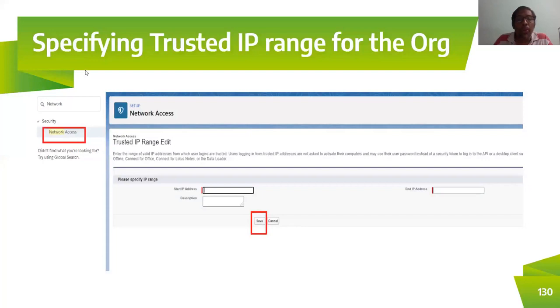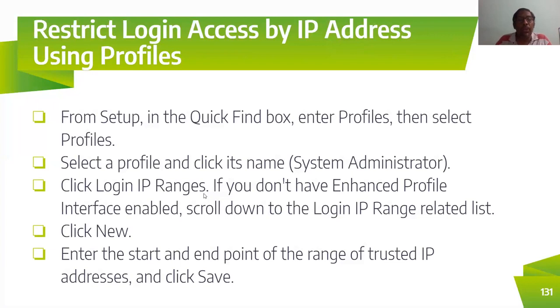Got it? So this is how we enter your range, and then you click on save. Now the next one is we're going to restrict the login access by IP address using profile. From Setup, again in the quick find box, we're going to enter profile, then select the profile, right? Then select the profile and click the name, that is System Administrator. Click on login IP ranges. If you don't have the enhanced profile interface enabled, scroll down to the login IP ranges related list, click new, enter the start and end point of the IP range of the trusted IP address, and then click save.